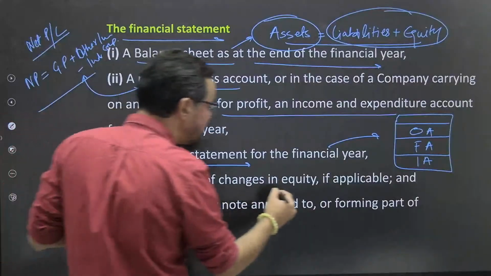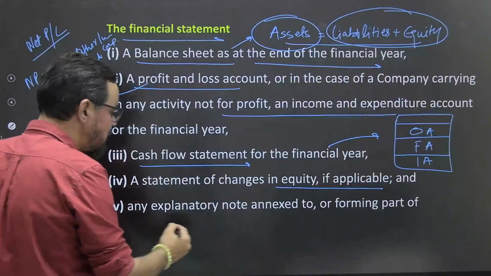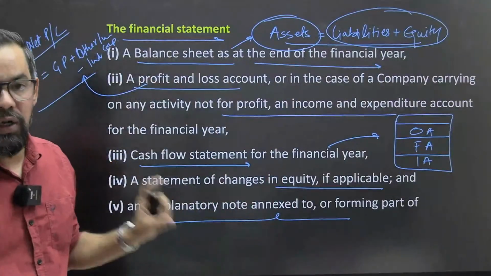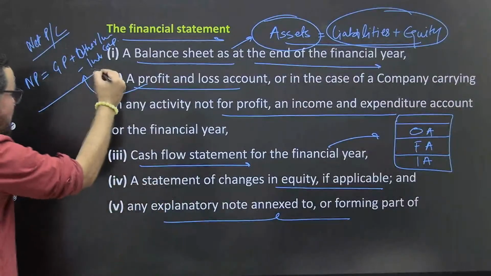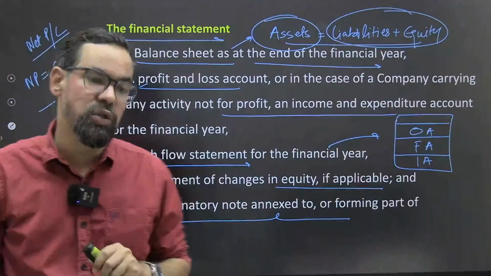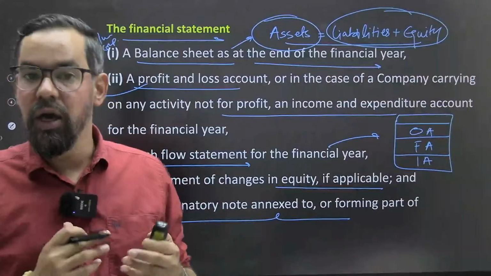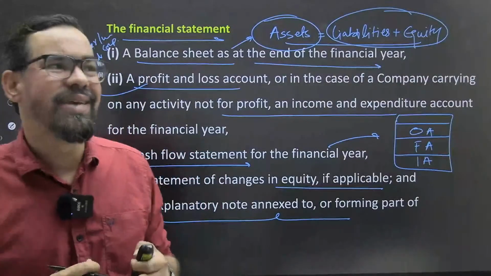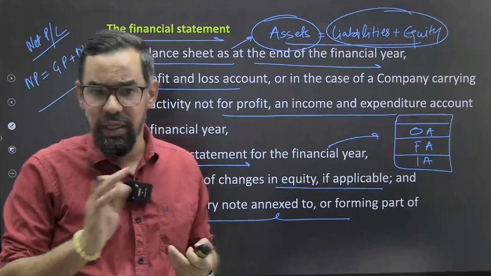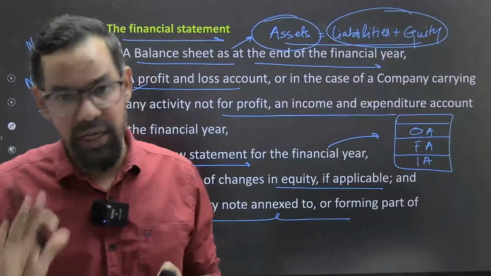Statement of changes in equity if applicable, and explanatory notes. It is also known as notes to accounts. Okay, so these are the areas which we generally need to prepare, or a company, especially a joint stock company, needs to prepare as per the Companies Act 2013 itself. In case of a banking company, these things are generally driven by the BR Act 1949 and Section 29.